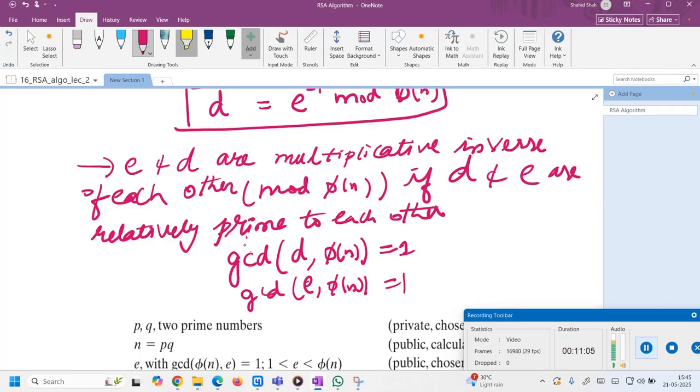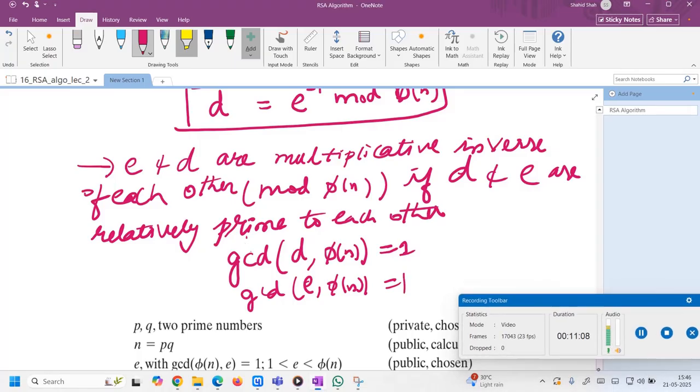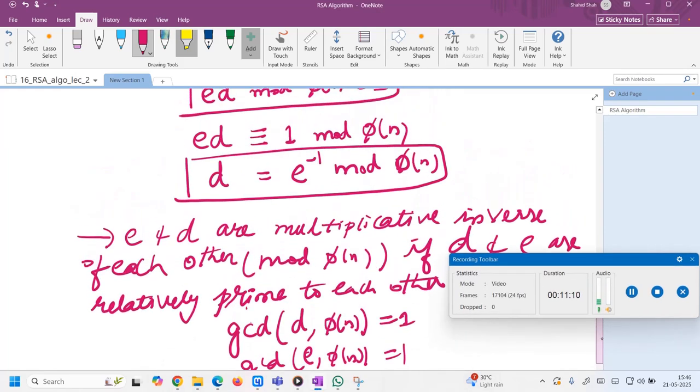Now here are the ingredients of the RSA scheme, keeping all this in mind. Okay, so it's here.